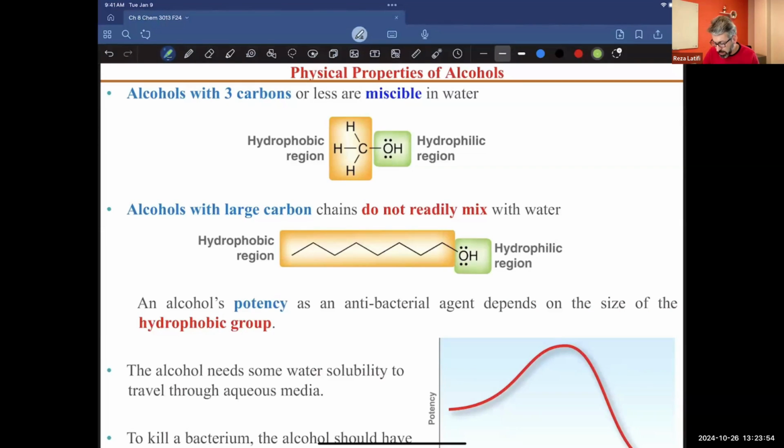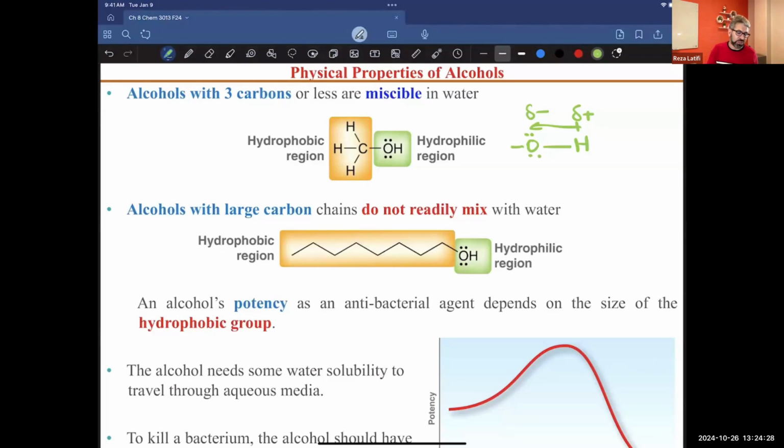Alcohol has an OH group, and we know OH is capable of getting involved in hydrogen bonding because H has a positive charge and O has a negative charge. And remember, O has two lone pairs, so it's capable of hydrogen bonding. The OH will be the hydrophilic head or region, because it loves water, and the non-polar area, the carbon attached with some hydrogens or some carbons, we call the hydrophobic region.